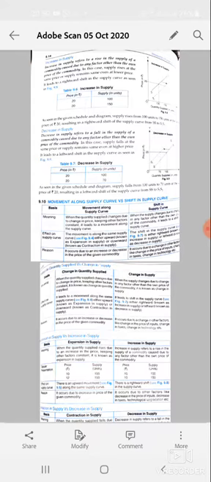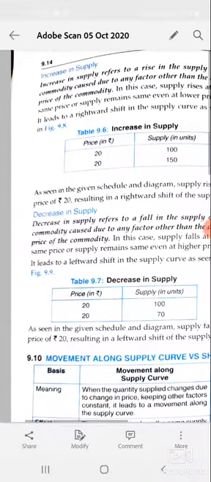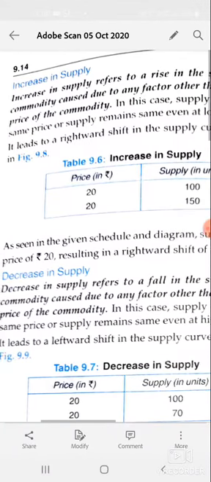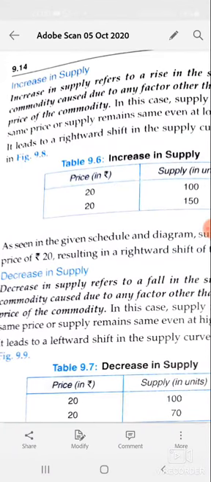We have discussed the change in quantity supplied, that is also called movement along the supply curve, and the second one is change in supply, also called shift of supply curve. As you know, shift of supply curve can be of two types, that is increase in supply and a decrease in supply. Today we are going to discuss both. Now what is increase in supply?